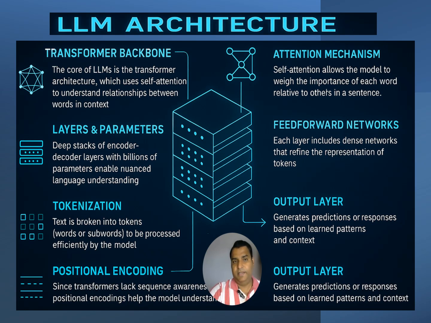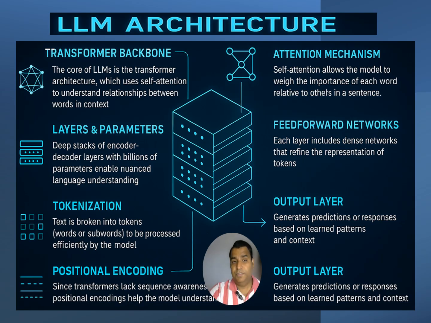Tokenization, which we already know: raw text is broken down into tokens that can be words, subwords, or characters, so the model can process language in manageable units. This step is crucial for handling diverse languages and vocabularies efficiently.